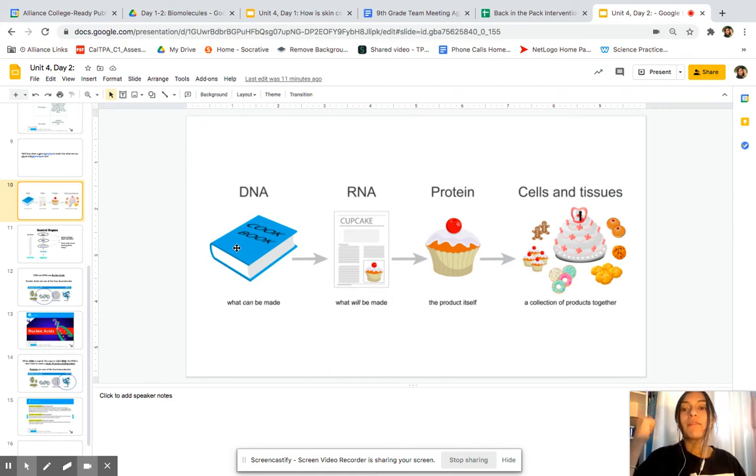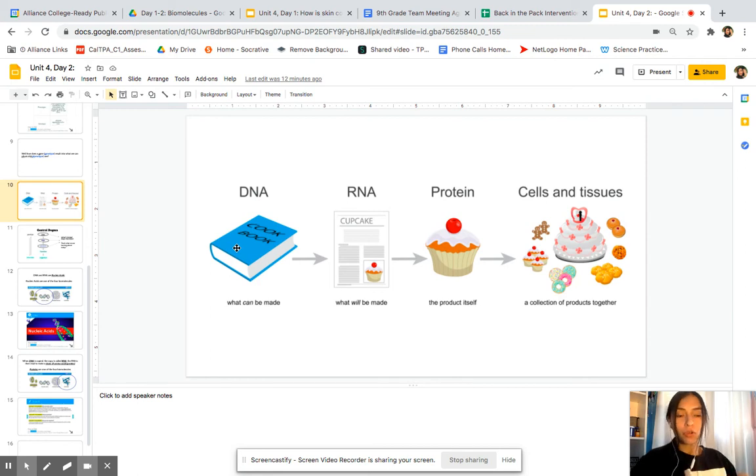So instead, you have this cookbook, which would be your DNA, this very precious cookbook, but you cannot use that cookbook, right? You're going to use a copy of the recipe that is in that cookbook, which would be your RNA. Then you would go ahead and follow the instructions to make that protein, which will ultimately be your cupcake. So hopefully that makes a little bit of sense.